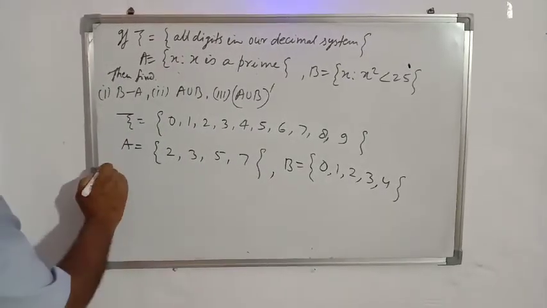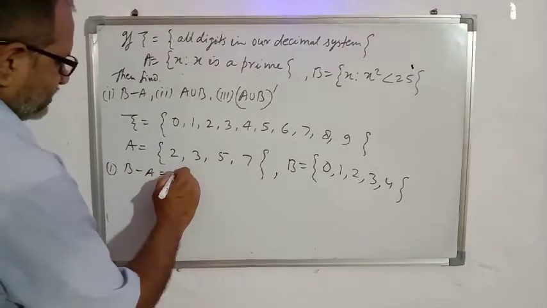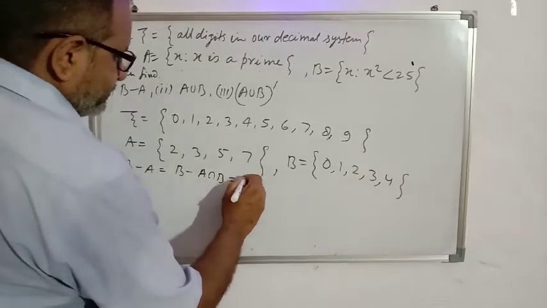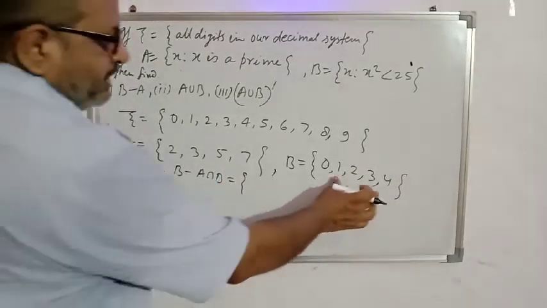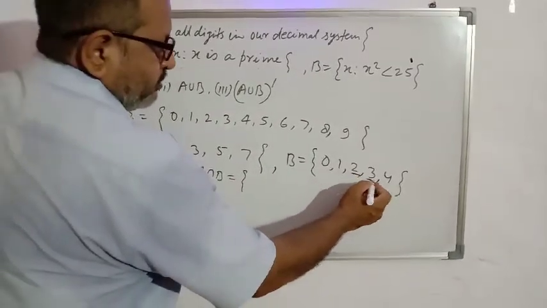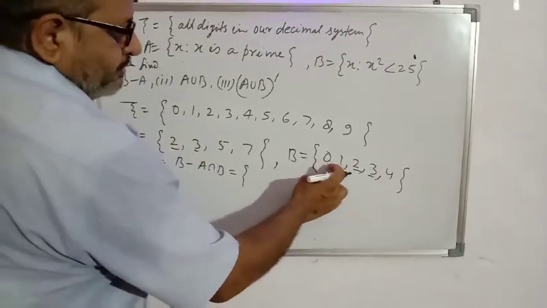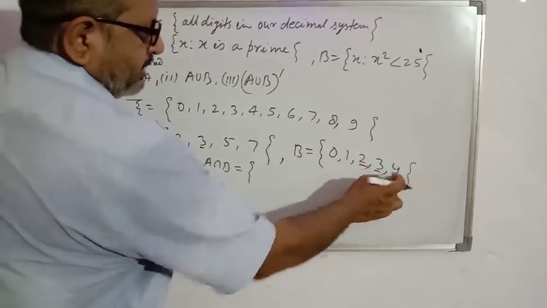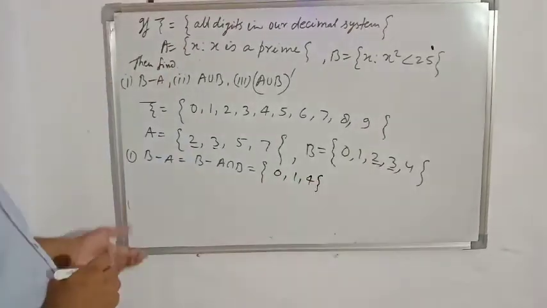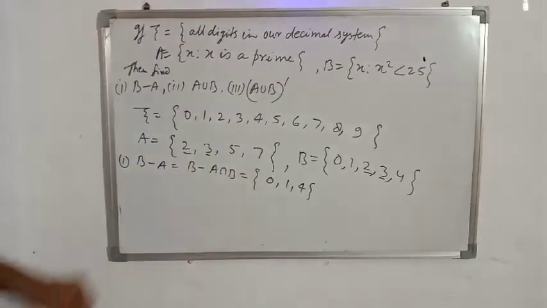Now see the first part. We have to write B minus A. B minus A means B minus A intersection B. So from the set B, we will remove the common elements of A and B. Common elements are 2, 3. So remove 2, 3 from the set B. We will write 0, 1 and 4. We have to remove the common elements of A and B from the set B.